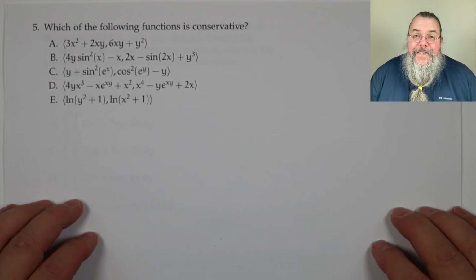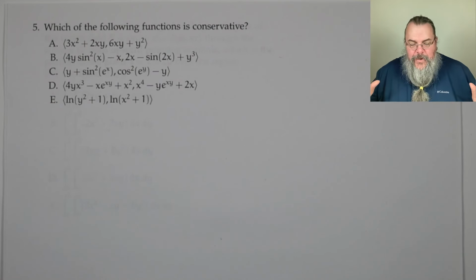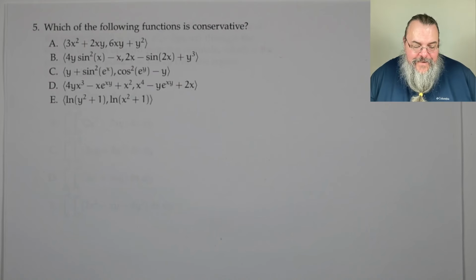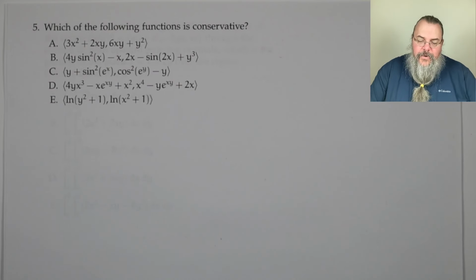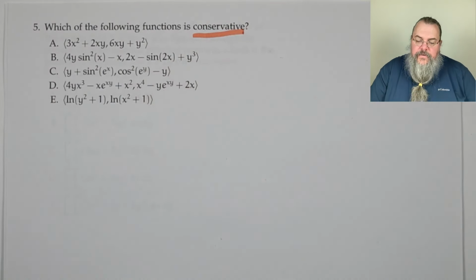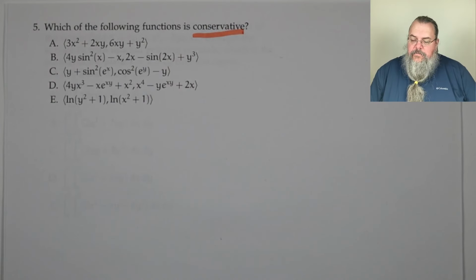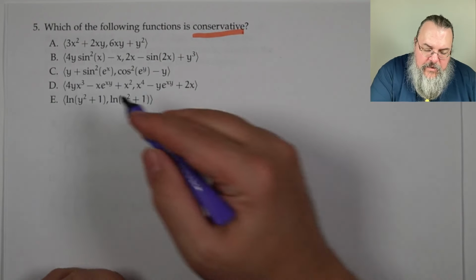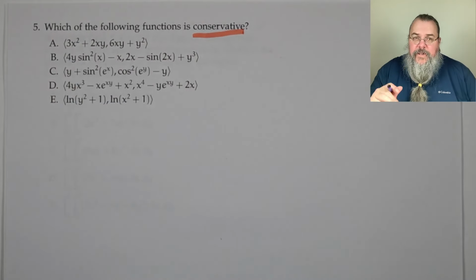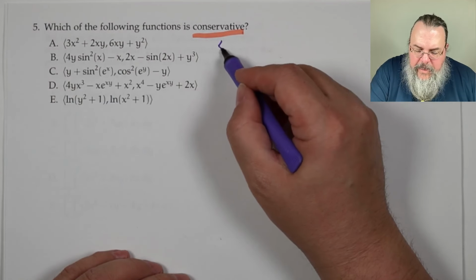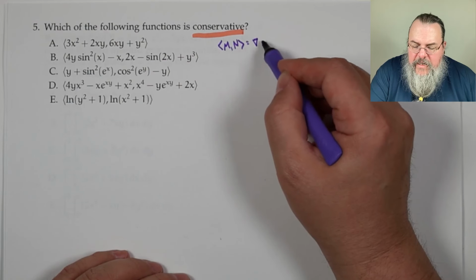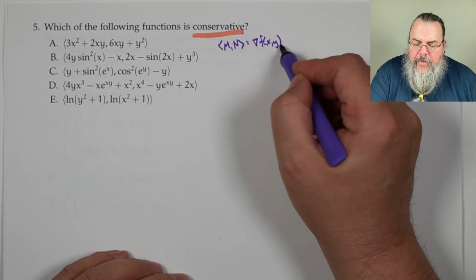Let's go on to number 5. Which of the following functions is conservative? Okay, now let's remind ourselves, what does conservative mean? Well, conservative means the following. These are all 2-dimensional vectors, so I'm going to put everything in terms of our M comma N. It comes from the gradient of some function f of x, y.